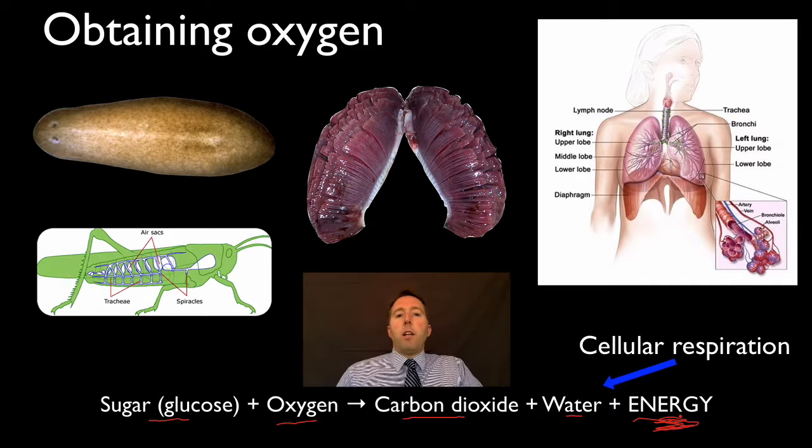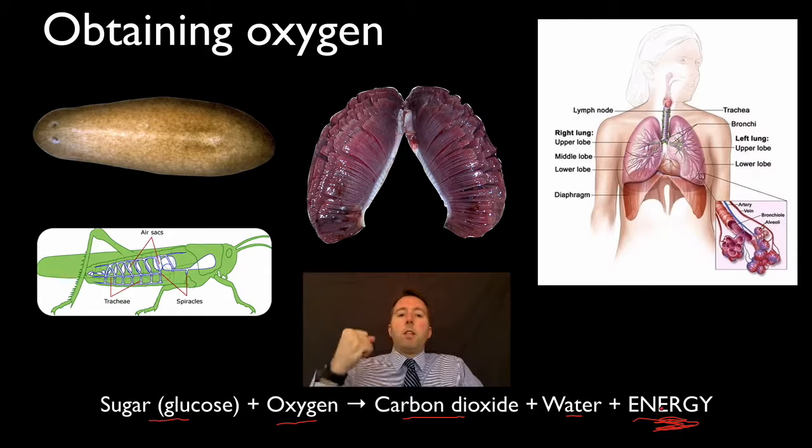So cellular respiration happens all the time in cells, the entire time, to give the cell energy to be able to do the things it needs to do to survive. So that's why we obtain oxygen, and it's really interesting to look at the different ways that different animals do that.